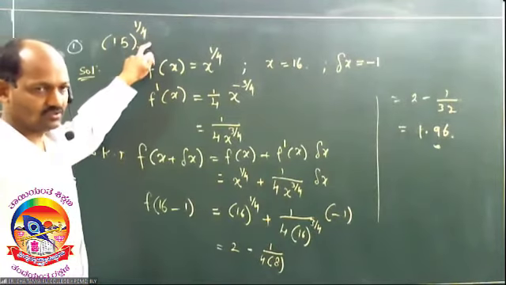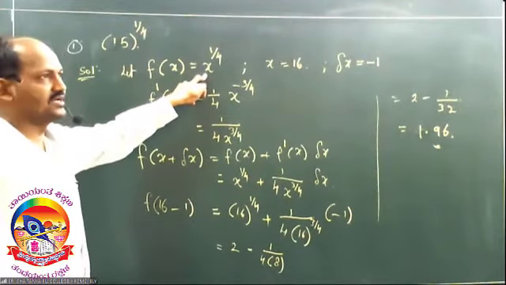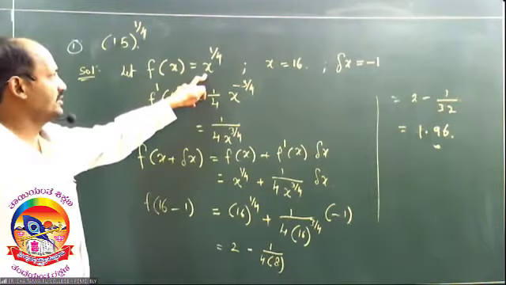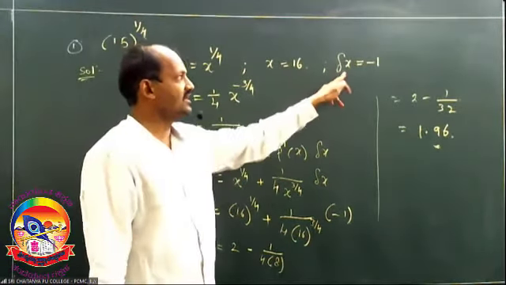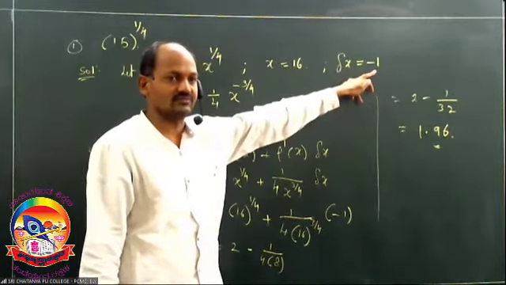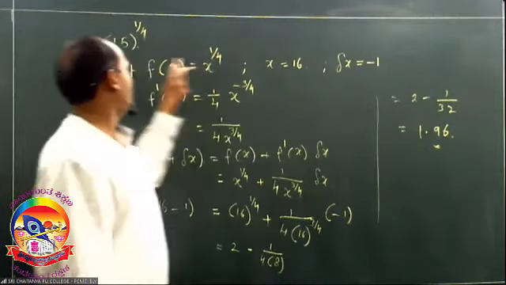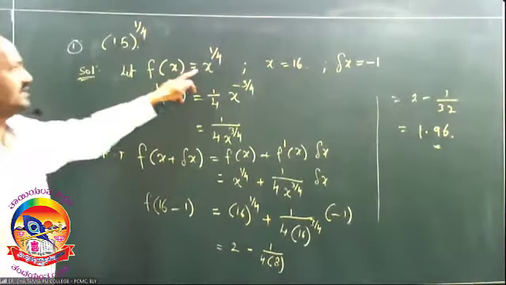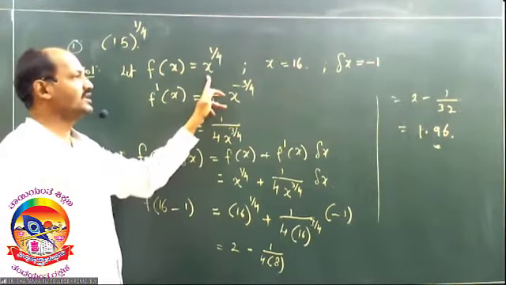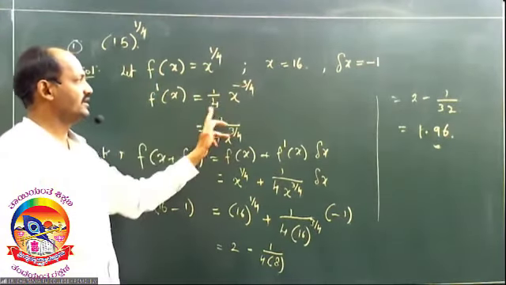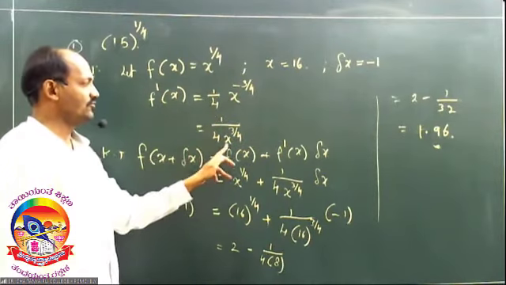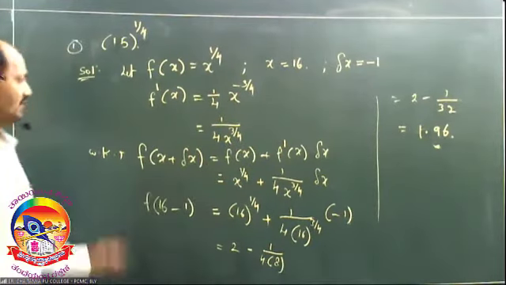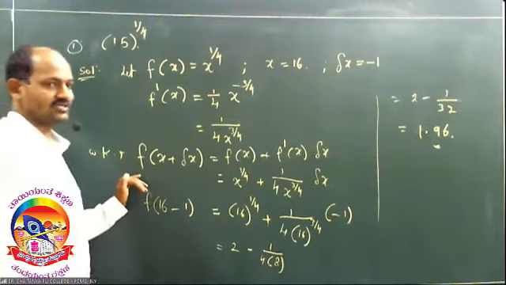Okay, so it is 15 power 1 by 4. It is a fourth root. So the function is x power 1 by 4, and x value 16. Delta x is equal to minus 1. Okay, 16 minus 1 is 15. Find its derivative. Derivative of x power n is n x power n minus 1. So it is 1 divided by 4 x power 3 by 4. It is the formula to find approximate value.